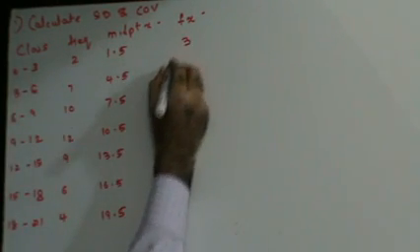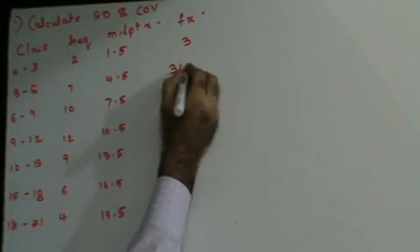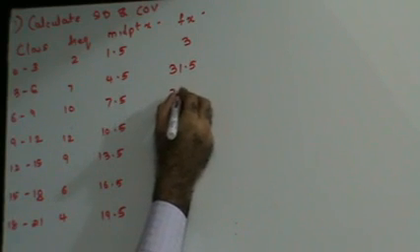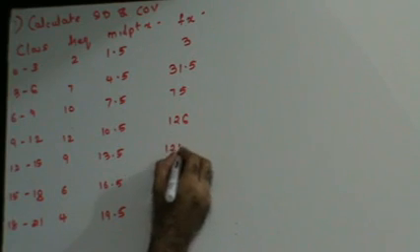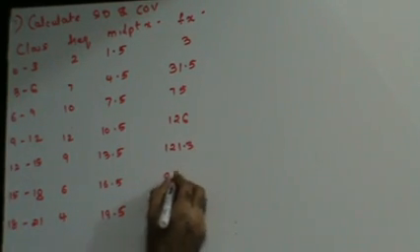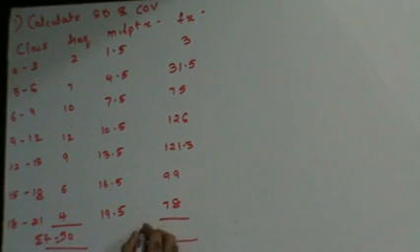So this will give you 3, 31.5, 105, 126, 121.5, 99 and 78. Add this column, this will give you sigma f, this addition is 50. Add this column and it will give you sigma fx, this addition is 534.